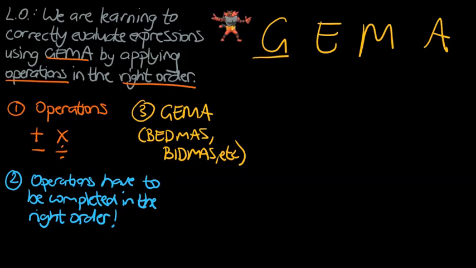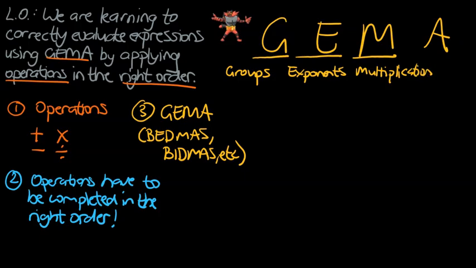So the G, we'll start off with G. The G in GEMA stands for groups. We'll explain what all of these mean in a bit more detail. The E is your exponents. Again, I'll explain what that means. M, this is where it's going to be a bit tricky. M, the obvious thing it stands for is multiplication, which is correct. Multiplication, I'm running out of room there. But this also includes division. And I'll quickly explain why.